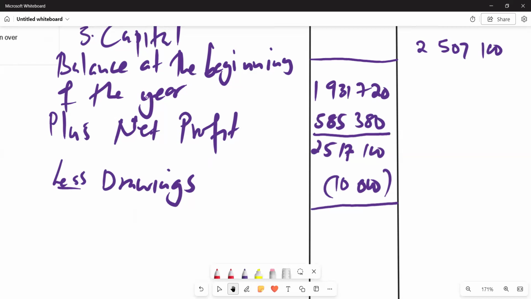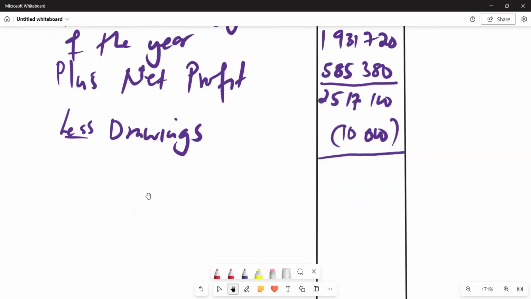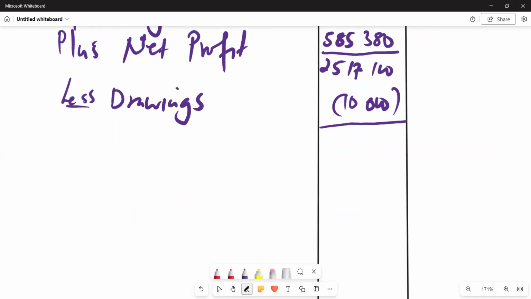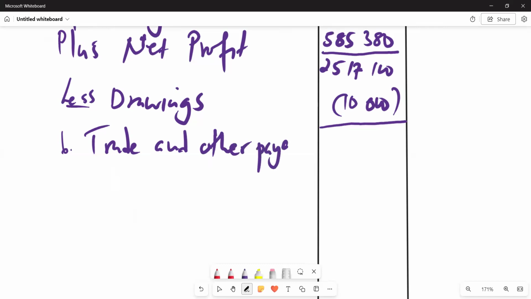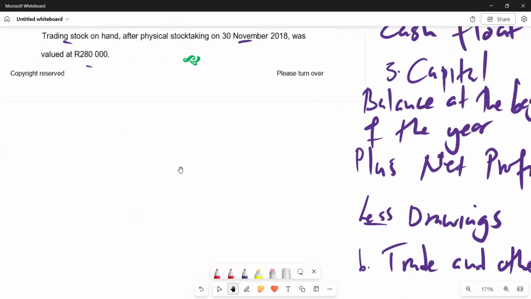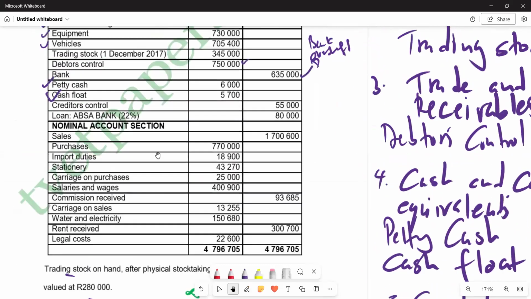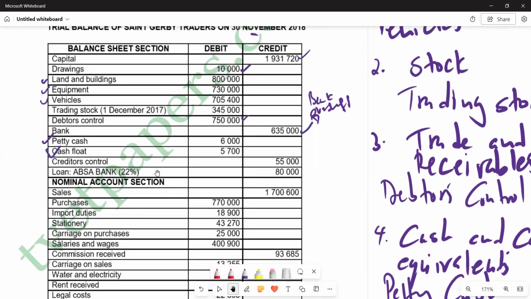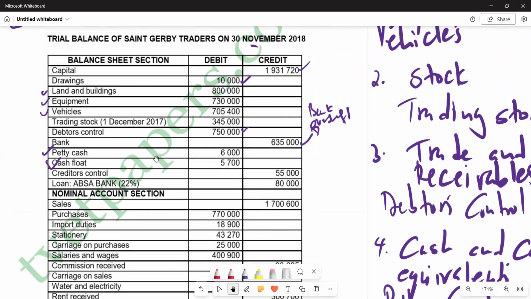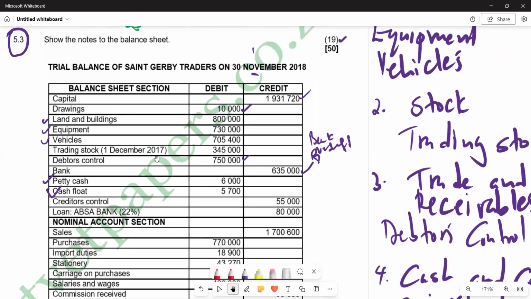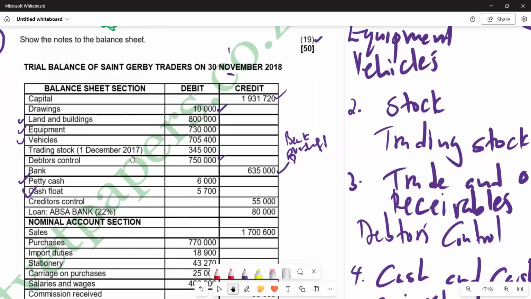Then lastly, we have got trade and other payables, which is our number 6. Here now we are saying trade and other payables. And for trade and other payables, obviously, we are going to check again if we've got our creditors control. And if you also have other payables like accruals of expenses and in advance of income, they are part of payables. But in this case, we do not have such.